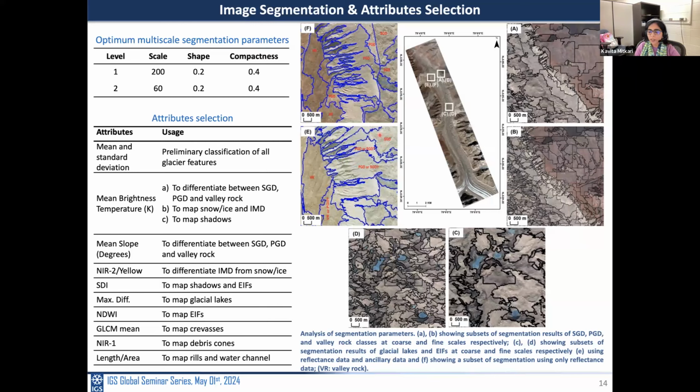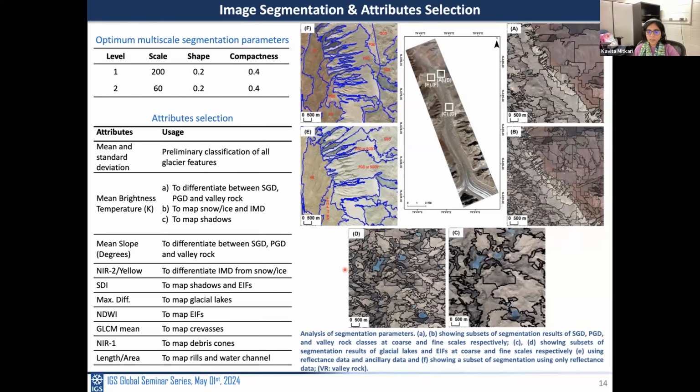So it becomes very difficult to distinguish between these features without the ancillary data. After considering the ancillary data, it can be seen that the SGD and the PGD areas can be effectively segregated. These two figures define the scale at which I have extracted the different size glacier features.